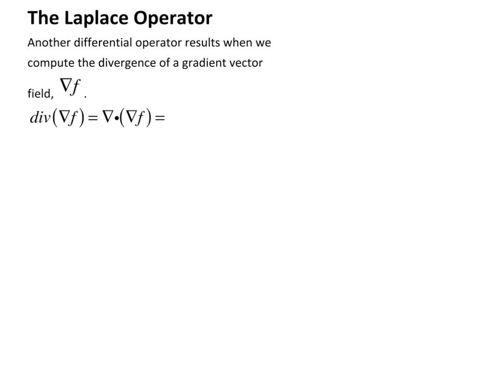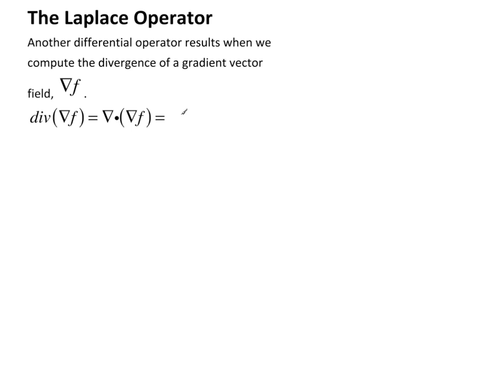Another differential operator that we call the Laplace operator results when we compute the divergence of a gradient vector field. So I've got this gradient field, and I want to find the divergence of it. Well, the divergence is defined as this del operator, which is a differential operator, dot the gradient of f.